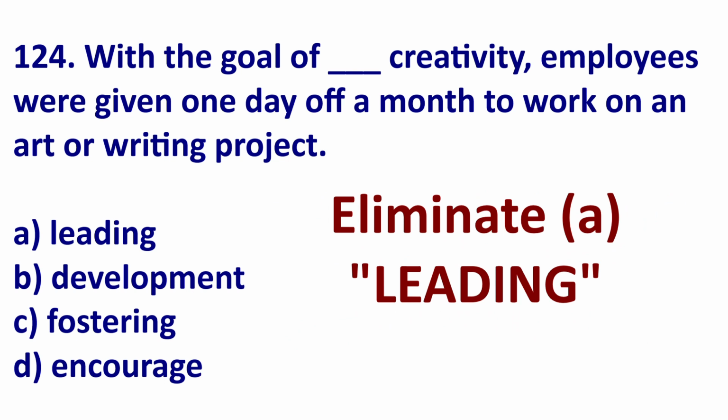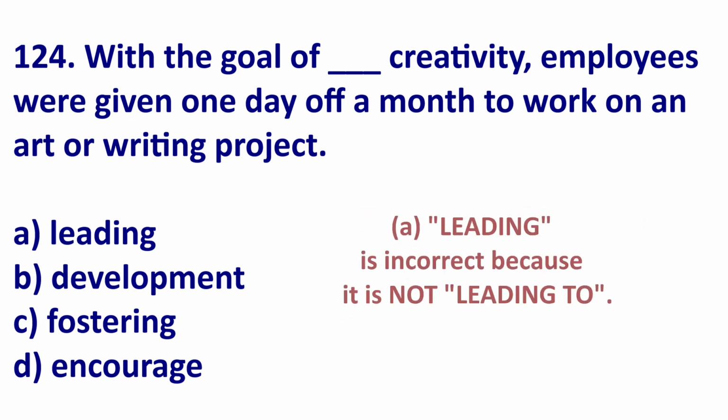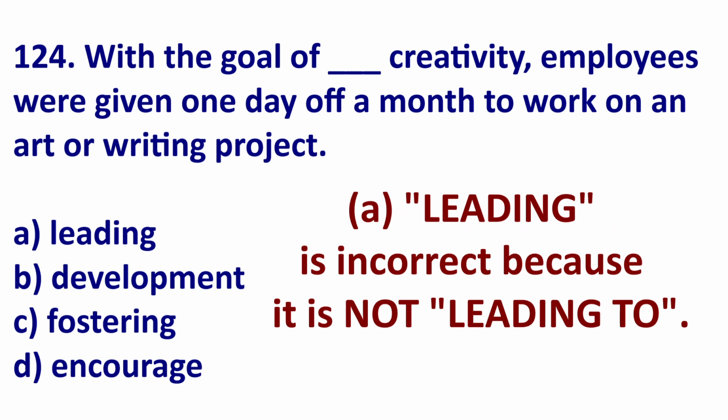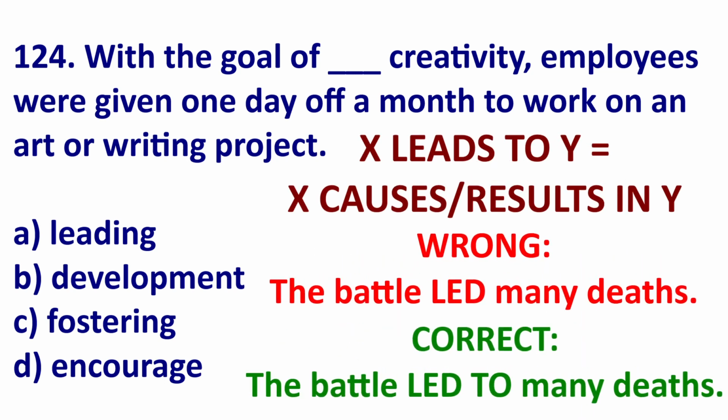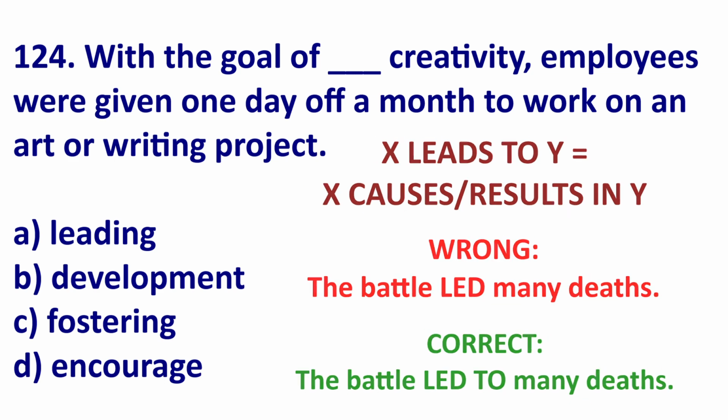Next, eliminate A. This is the second best answer, but it doesn't quite fit. If we use lead as a noun, this is be the leader of. An example, the general led the army into battle. So the general was the leader. The battle led many deaths. This is wrong. If we're talking about cause, we would need lead to. The battle led to many deaths. It's correct. It's also sad, but it's correct.